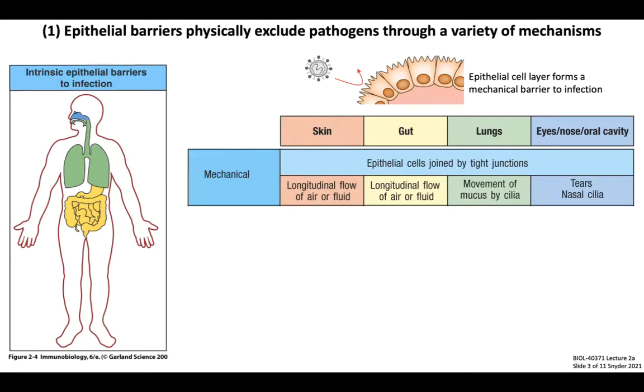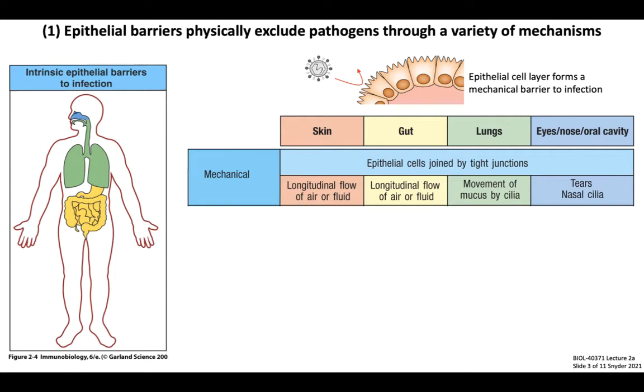First, let's look at physical barriers to infection. Epithelial surfaces in the body are obviously lined with epithelial cells. Primary epithelial surfaces include skin, gut, lungs, and the eyes, nose, and oral cavities, all of which are color-coded in this chart on the right to match the organ systems depicted here on the left.